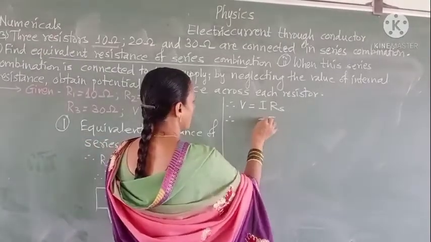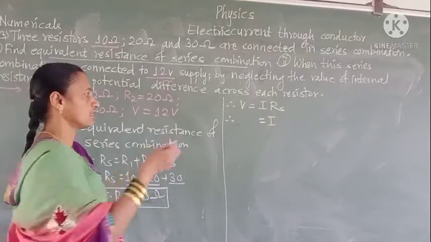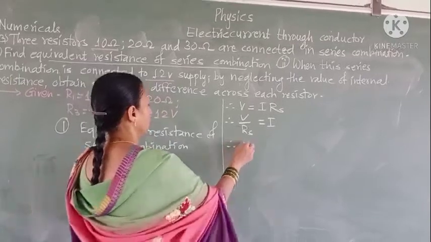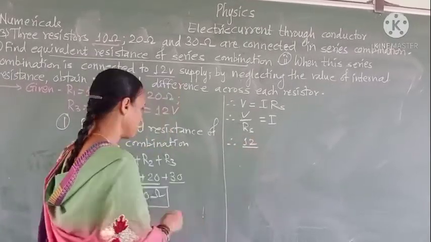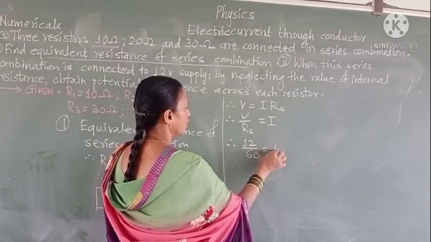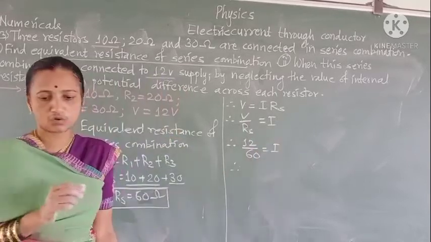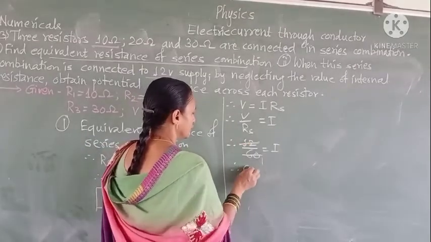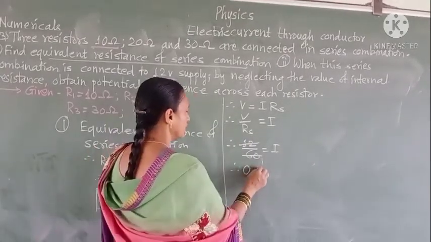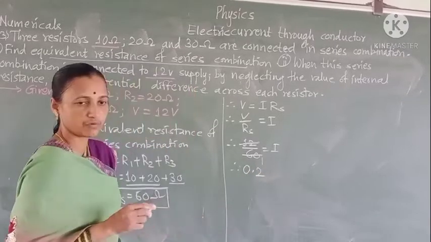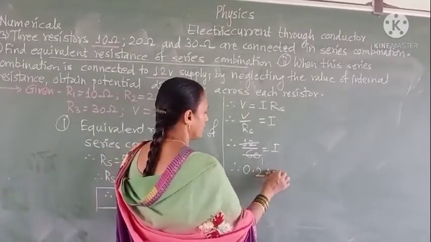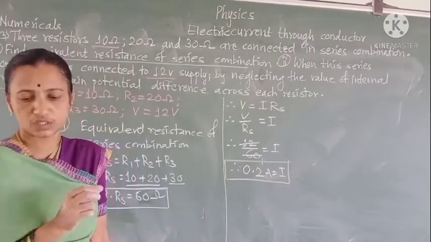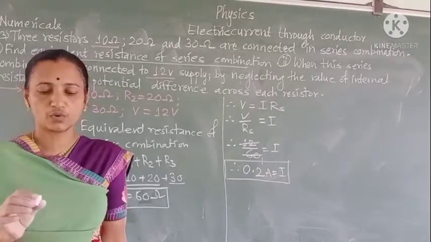Hence, we have to calculate the value for the current. Therefore, we write I is equal to V upon RS. V has the value here 12 volt, and RS is 60 ohm. So 6 into 2 is 12, and we get 0.2 ampere. The current passing through this circuit is equal to 0.2 ampere.